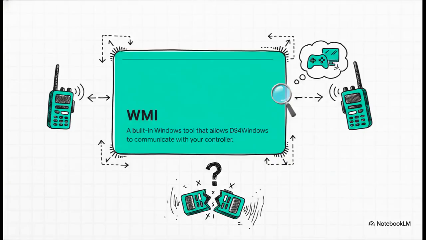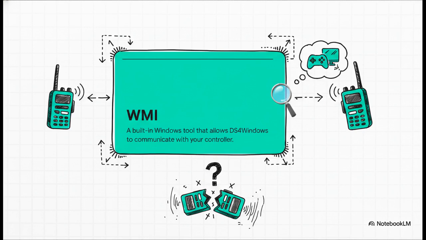To fix this glitch, we really need to understand the built-in Windows tool that's silently failing in the background. Because it's super easy to blame DS4Windows when things go wrong, but a lot of times the app is totally fine. It's the underlying Windows infrastructure that's completely collapsed.